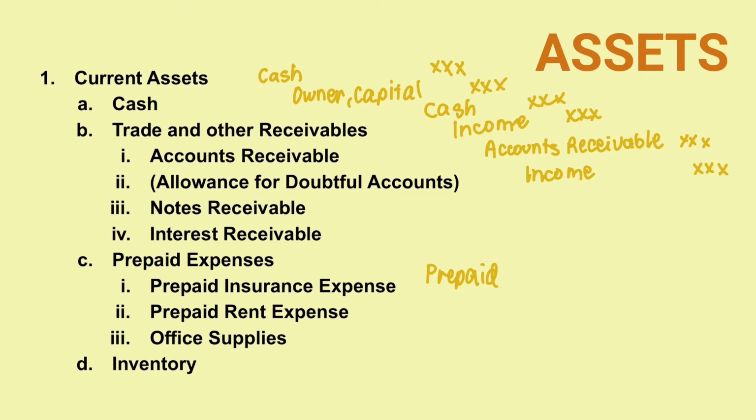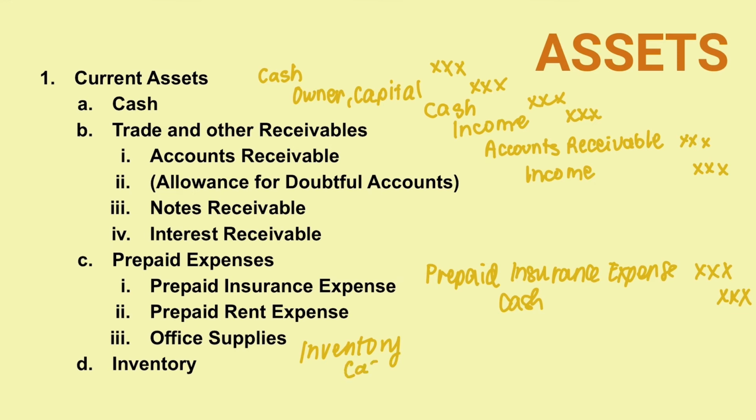Prepaid insurance expense, and they are usually paid either in cash or accounts payable. This is the same for prepaid rent expense and office supplies. Inventory also. It depends on how it's paid. Maybe paid in cash, maybe paid in accounts payable. So those are the common entries. Of course, these are not exhaustive and they're just common examples.